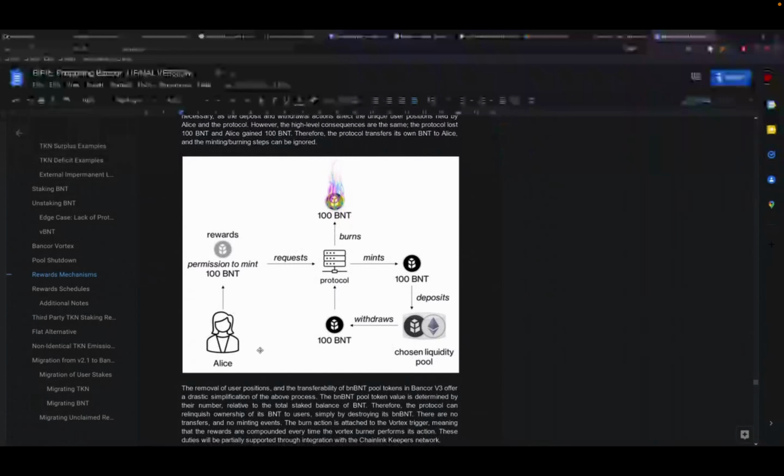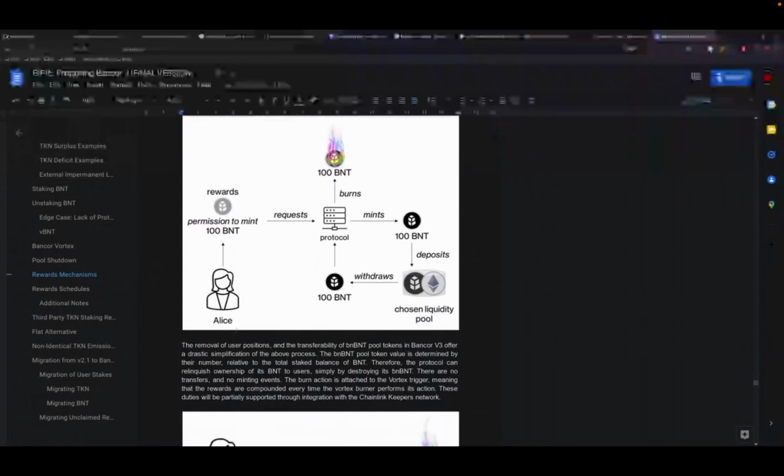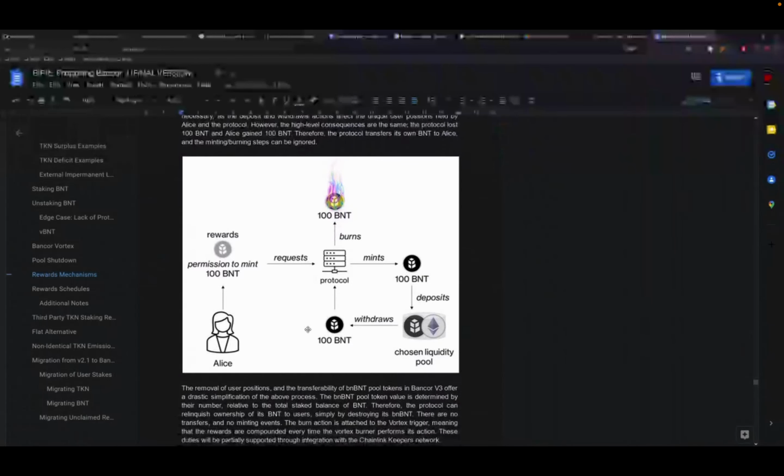The thing that we really wanted to rectify with respect to how rewards programs were running, not just on Bancor for its own users, but across the industry in general, is that there are these redundant cycles. Certainly for BNT on version 2.1, we had a redundant cycle where a user named Alice would be given a permission to mint tokens, and she would request that from the protocol, which would then mint that BNT for Alice. This is the inflationary aspect. And then for her to compound it, she would immediately put that back into the pool, which would cause the pool to withdraw its own BNT and burn it. So you can see that there is a huge redundancy here that really didn't need to be there.